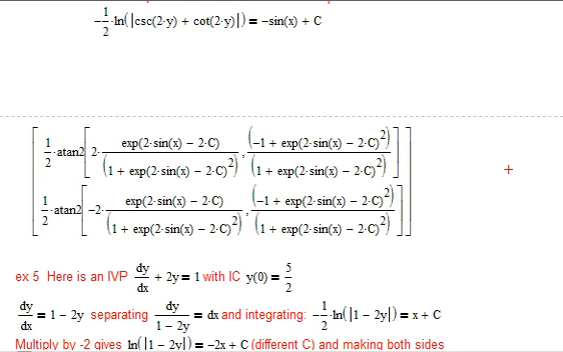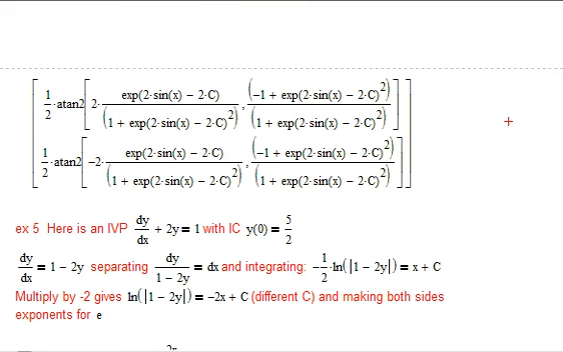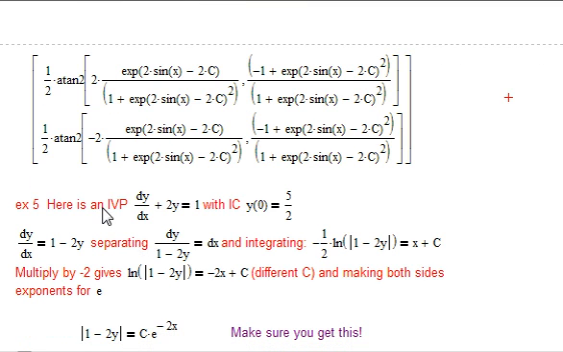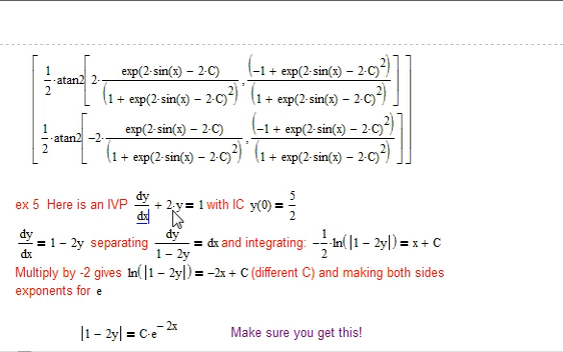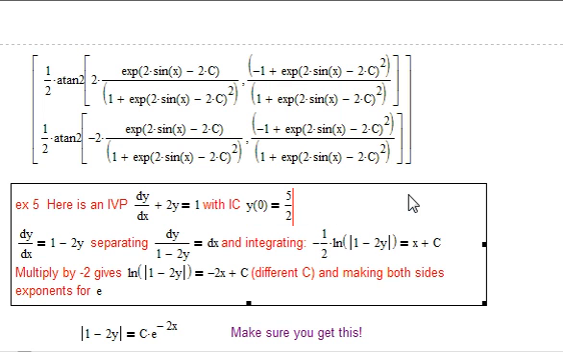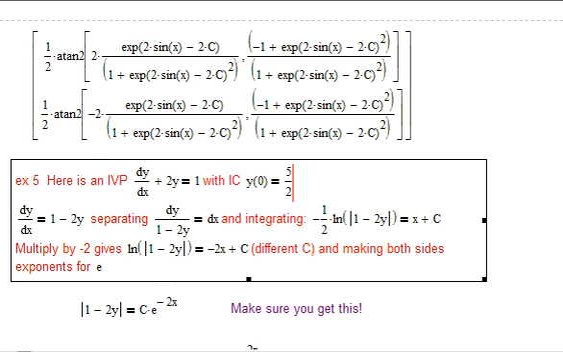All right. One more example. Here is an initial value problem. Hooray! So dy/dx plus 2y equals 1 with initial condition: when x is 0, y is 5/2. I think he's brilliant. Well, I wouldn't go that far.